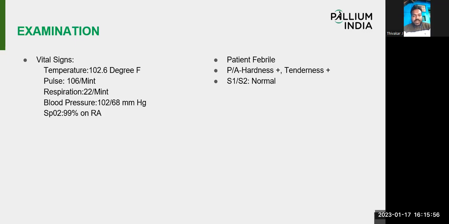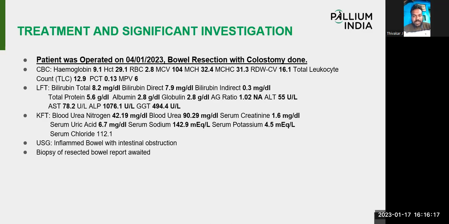On examination, her temperature was increased, 102.6 degrees Fahrenheit, and all other parameters were normal. Patient is febrile. On abdominal examination, abdomen was tender and she is having RNS. S1, S2 were normal. Treatment and significant investigations: patient was operated on 4th January. Bowel resection with colostomy was done.